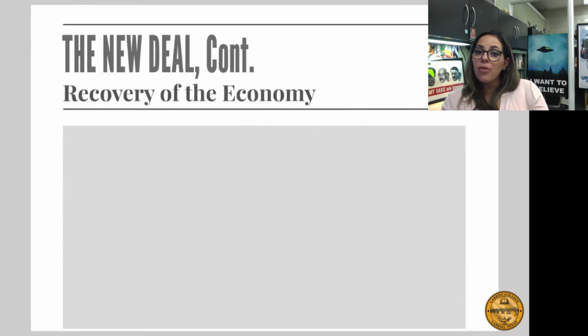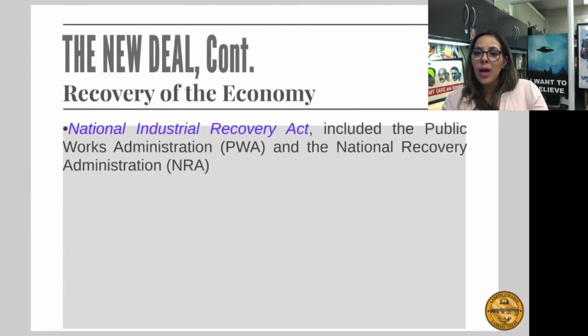We talked about recovery of the economy, right? The PWA and the NRA. In 1933, they passed this act, the National Industrial Recovery Act, which authorized Congress and the President to regulate the industry in an attempt to stabilize prices, stabilize wages. There's lots of deflation going on here. It's all about stimulating the economy, okay?